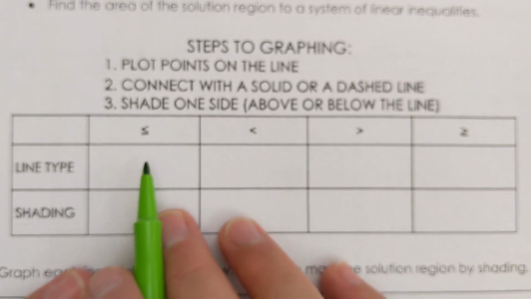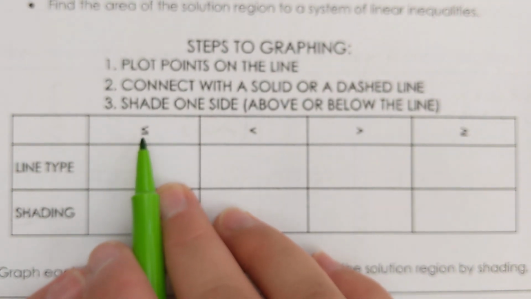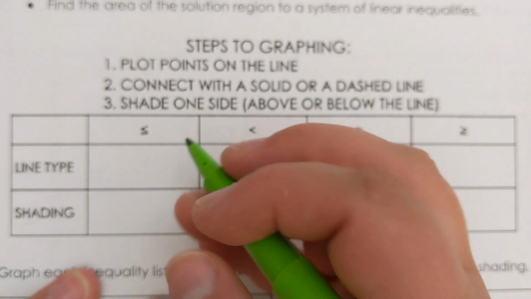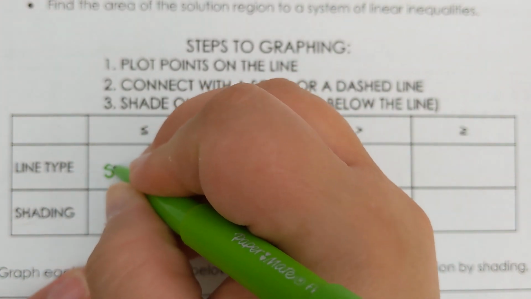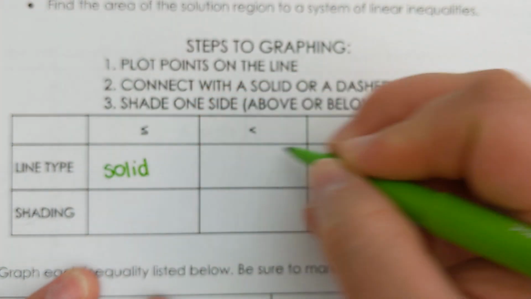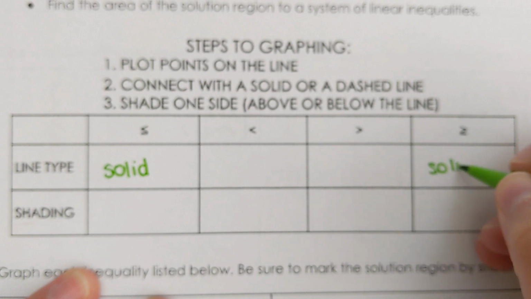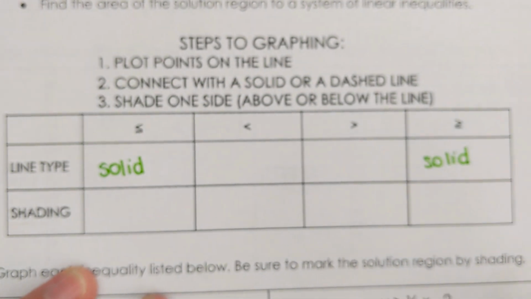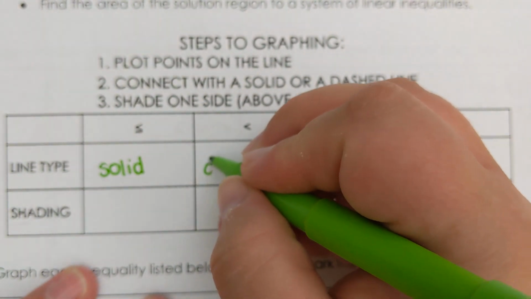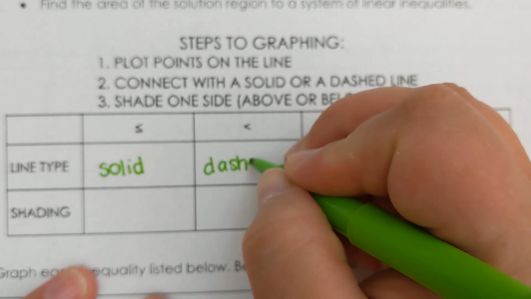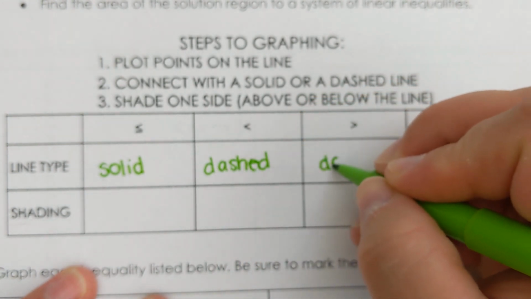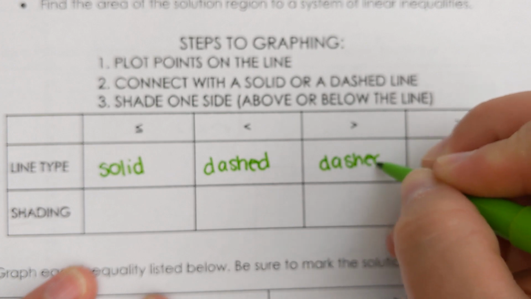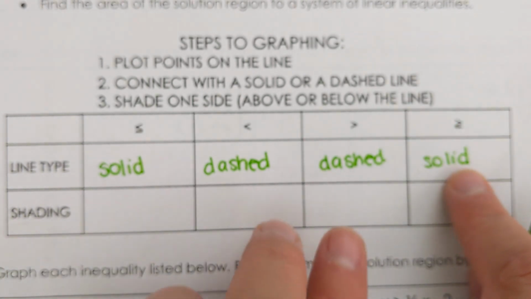So first things first, if it has the little equals to bar underneath, like these two, that means that you're going to draw a solid line. And if it doesn't, then you're going to draw a dashed line. So bar, solid, no bar, dashed.